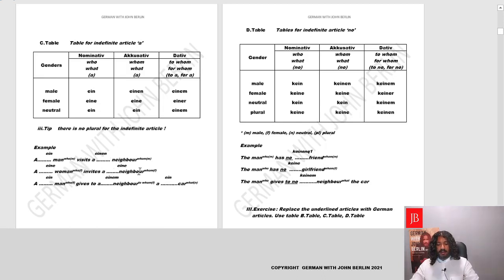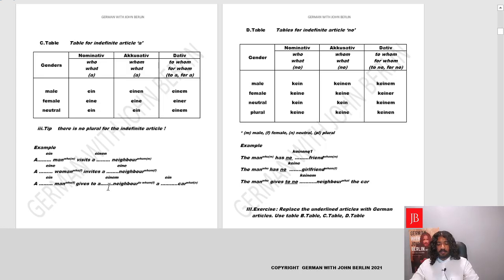A woman invites a neighbor. Who invites whom? We go to who. It's a woman. Woman is feminine, so eine. Invites a female neighbor, Nachbarin. I've written F here, female neighbor. So whom? Once again, feminine. Eine Nachbarin. Eine Frau lädt eine Nachbarin ein.